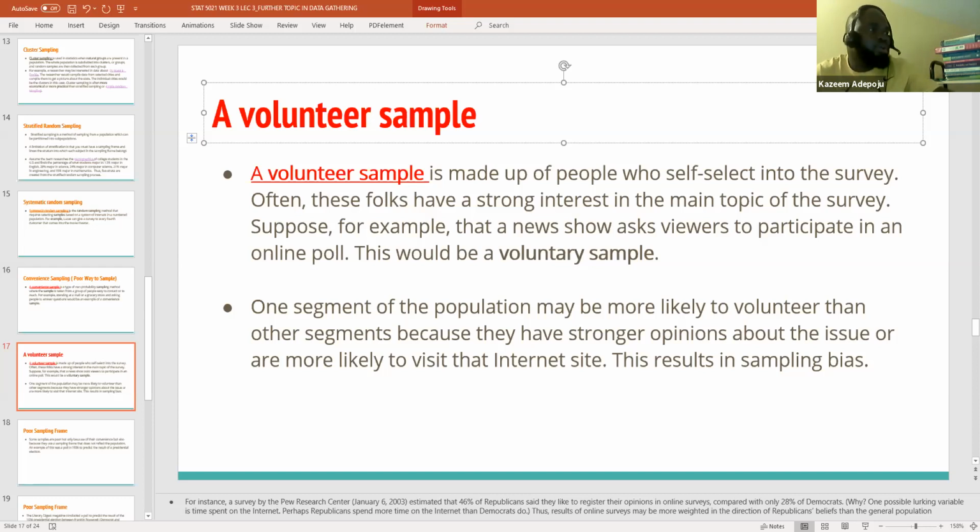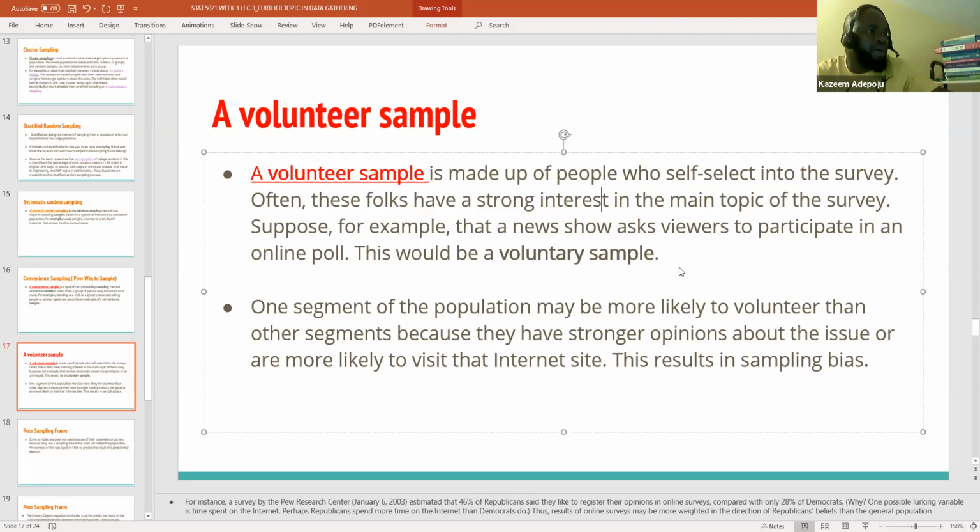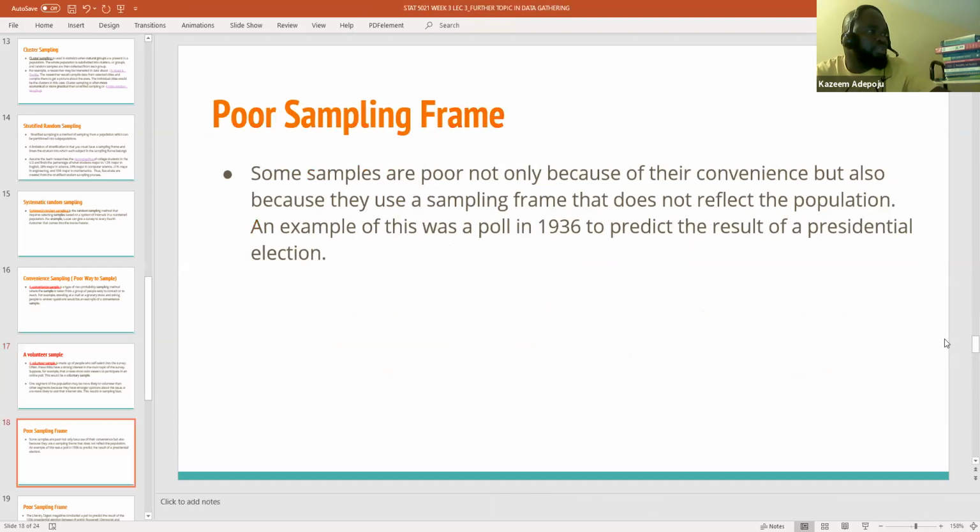Now, another thing I'm going to talk about is poor sampling frame. I told you the other time we have ways of how not to sample. How not to sample is when you undertake a very poor way to sample, and a poor way to sample is when you have a poor sampling frame.